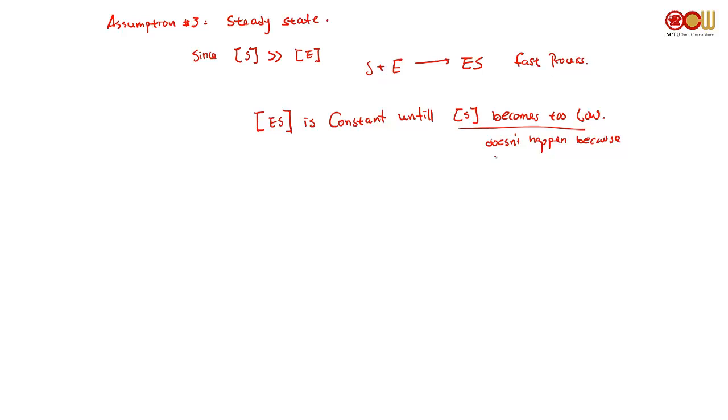because we look at the initial rate. So essentially, here we want to say that the ES concentration is constant. What does that mean? Steady state. That means that the rate of ES formation and breakdown are equal. And then we'll use that in our rate derivation.